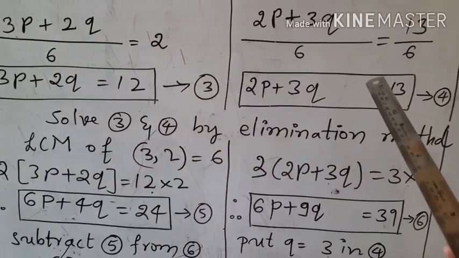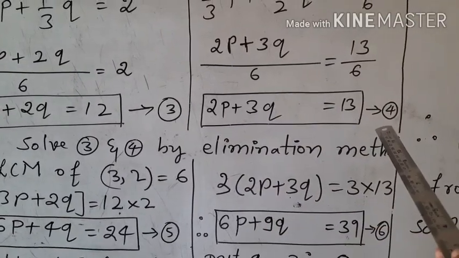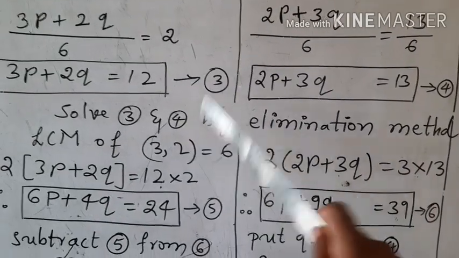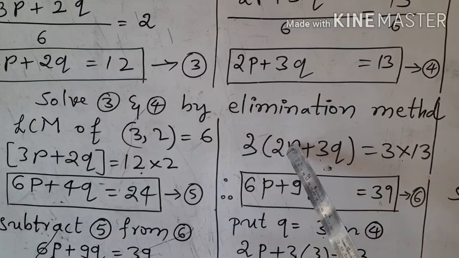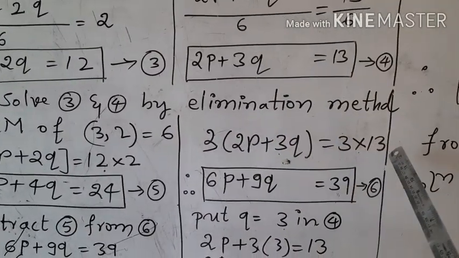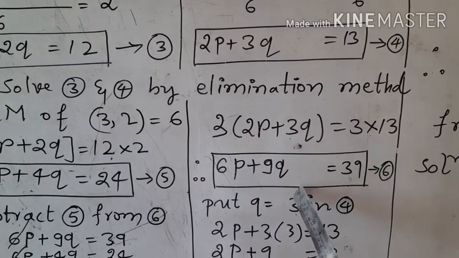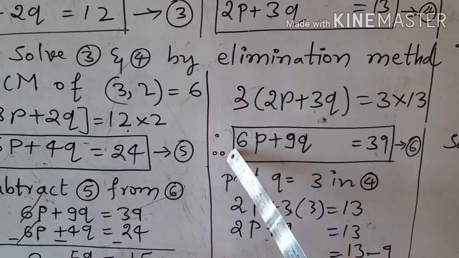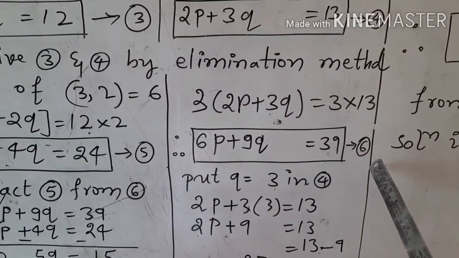Similarly, to make the coefficient of p 6, I multiply equation 4 on both the sides by 3. Thus, I multiply on this side also by 3 and this side also by 3. Thus, 3 into 2p plus 3q is equal to 3 into 13. Thus, 3 2s are 6p and 3 3s are 9q is equal to 13 3s are 39. Thus, 6p plus 9q is equal to 39 is equation 6.